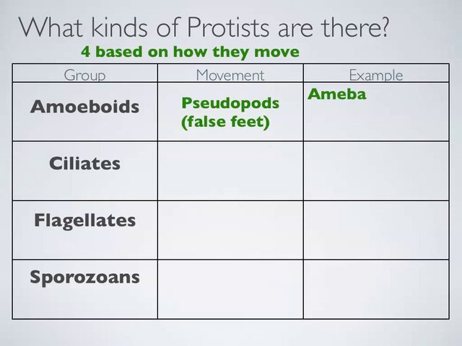The one we're going to look at is called an amoeba. And I'll show you what an amoeba looks like. I'm going to show you a video in a few minutes. It's going to show you an actual moving amoeba. But you can see the shape varies because they have this flexible cell membrane. Their cytoplasm is always shifting and moving. So that's one group.